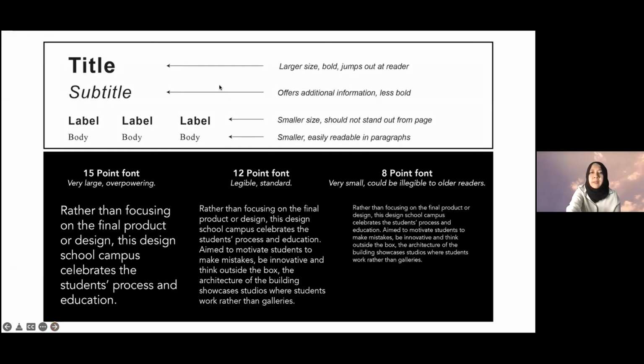And this one, for example, is like a guidance. You can check it later. For example, the title should be larger size, bold. Subtitle, you can make it italics, less bold, label, and so on. Like this one, you can choose which one you want to use. So the 12-point font is the standard one, the legible one.